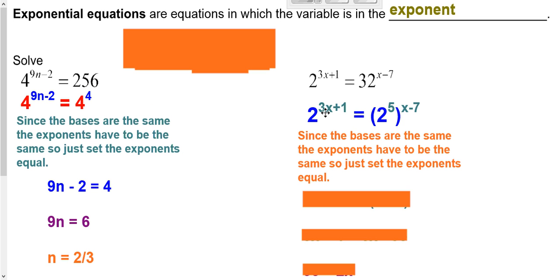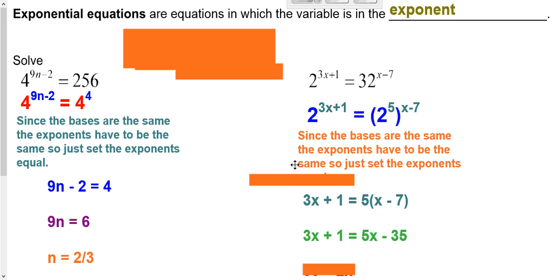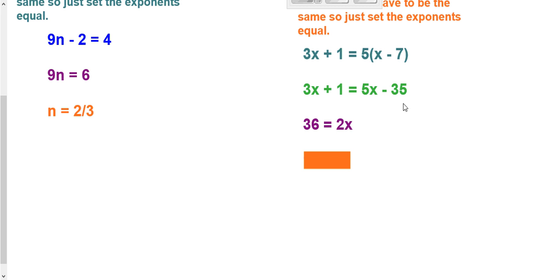So we're going to take the exponent here on the left, set it equal to our exponents over here. Remember, an exponent raised to an exponent, you multiply them together. And then we're going to distribute through. Then we're going to get the x's on one side by subtracting 3x. Then we're going to add 35 to both sides. You get 36, divide by 2, and we get 18.